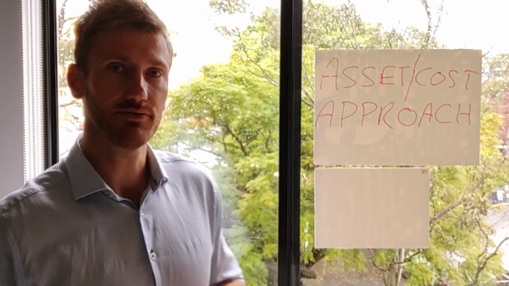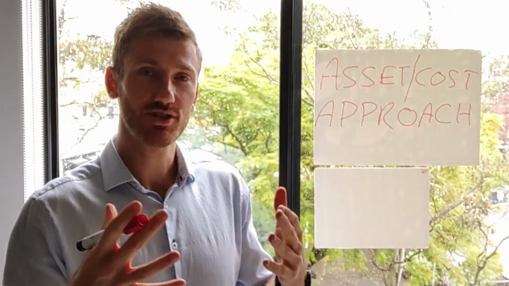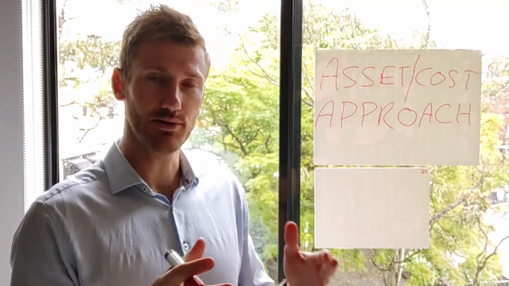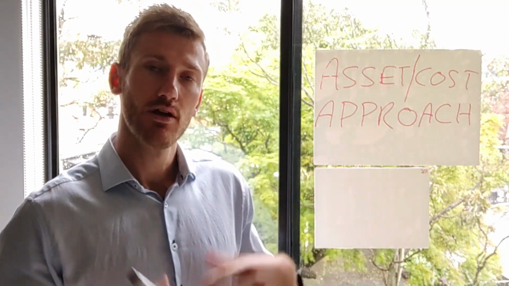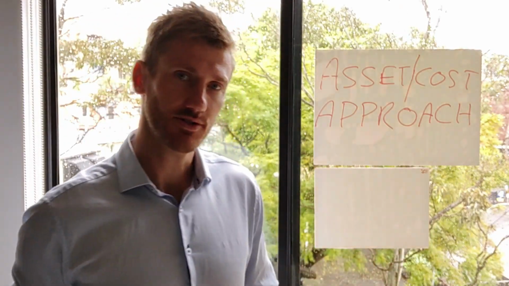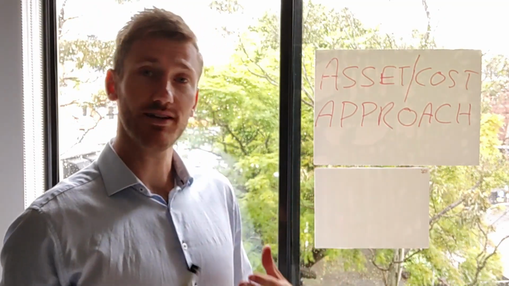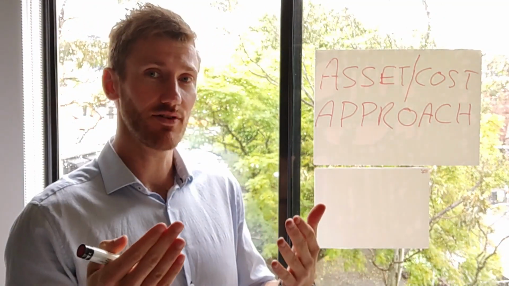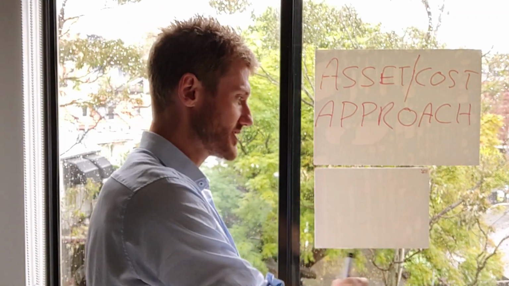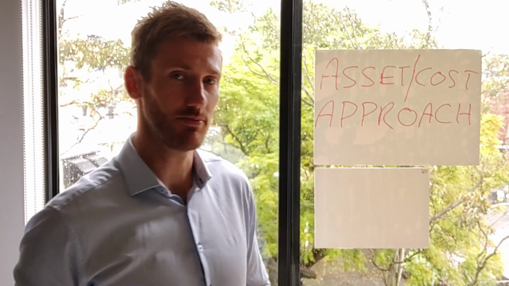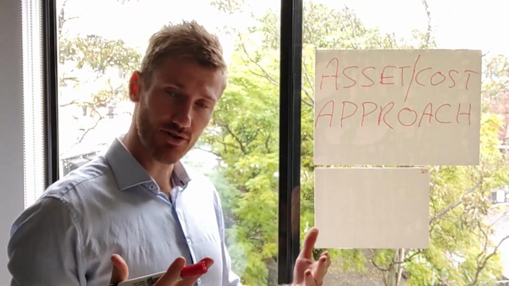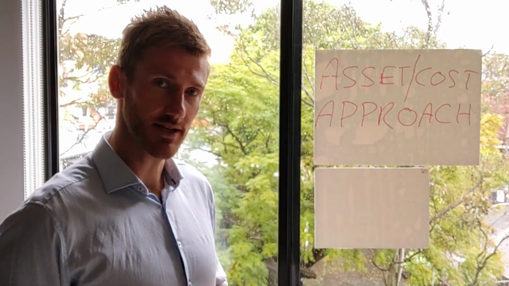This is an approach where effectively we look at the cost, if you will, to replicate or reproduce the assets and liabilities of a company. So let's have a look at my whiteboard again as an example. Under the asset or cost approach, to come up with the value of a business, we need to consider each and every asset and liability within the business. In this case, let's use my whiteboard as an example. What is the cost to reproduce or replicate this asset?